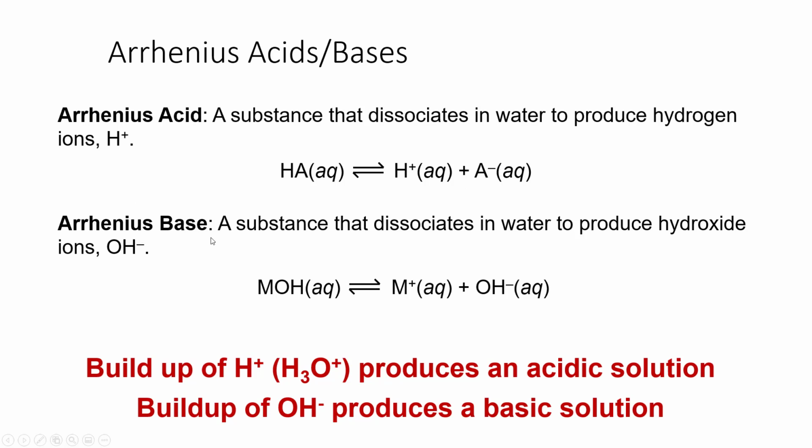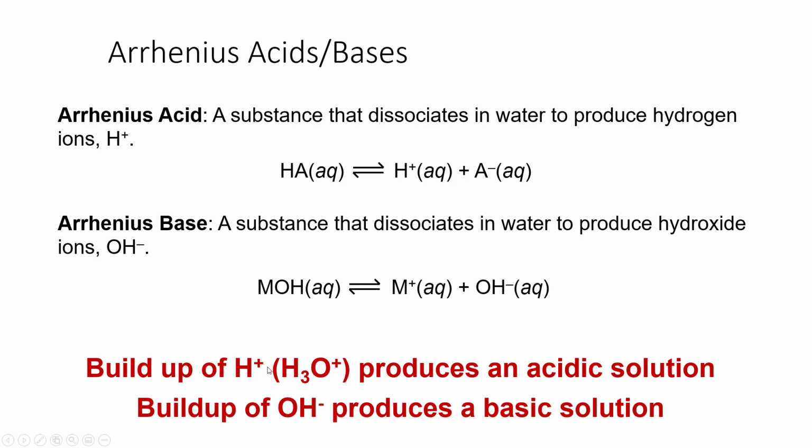An Arrhenius base is a substance that dissociates in water to produce hydroxide ions, or OH-. We can see here the general format of a base, where we have a metal with a hydroxide dissociating to form that cation, and we have our hydroxide here, and so a buildup of this OH-.